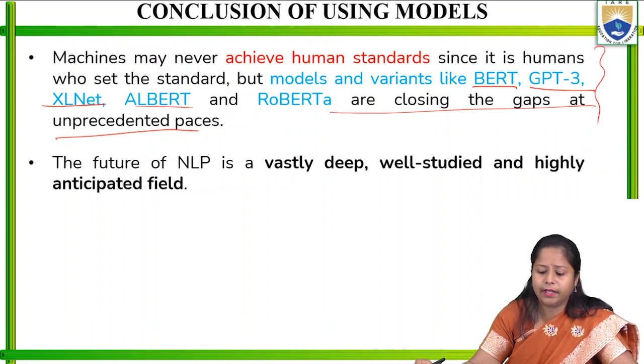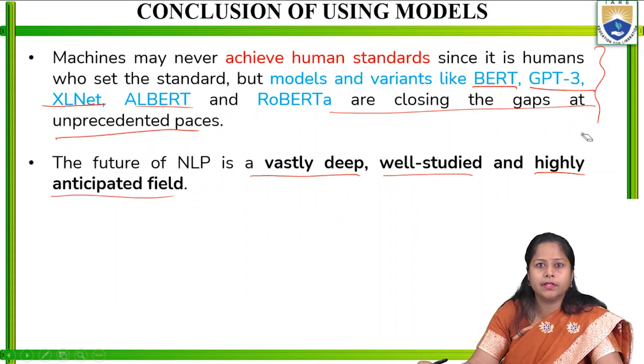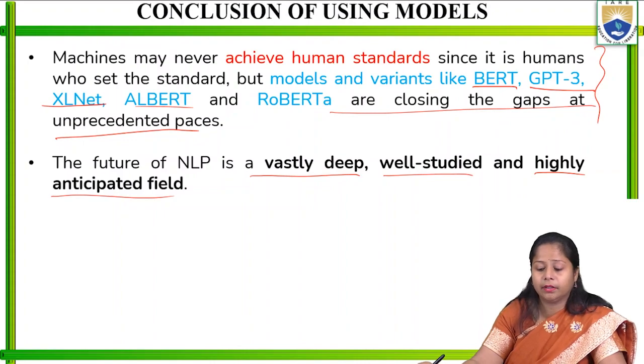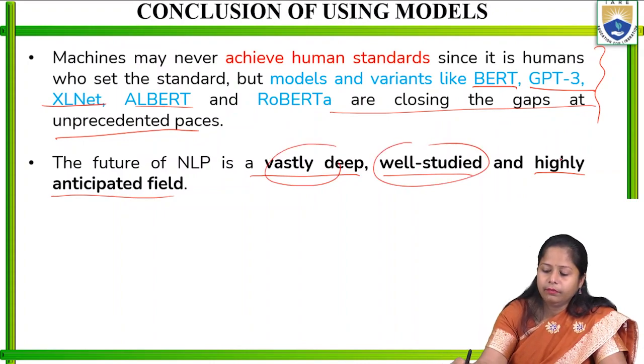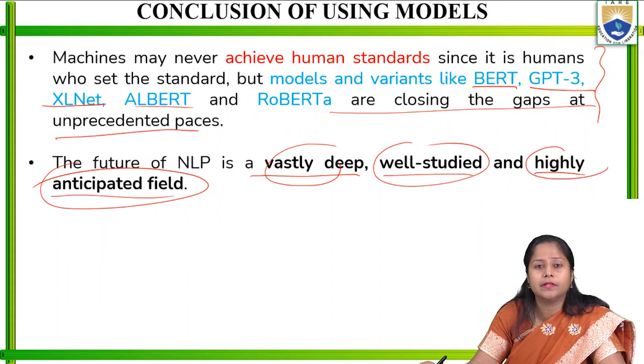We can say NLP is a vastly deep, well-studied and highly anticipated field. Using all these language models, we can say NLP has a bright future. The models will be applied and we are going to benefit. By human standards, humans give accurate results, and the machine is also going to give accurate results, whatever output is there in the context, in the proper manner, with accuracy nearby what a human can do.